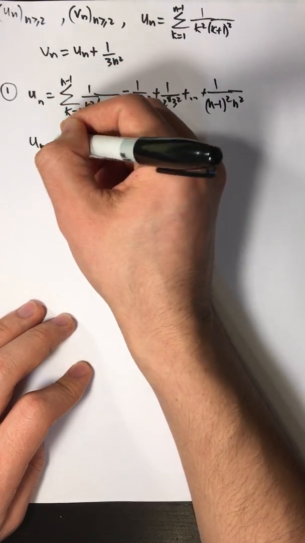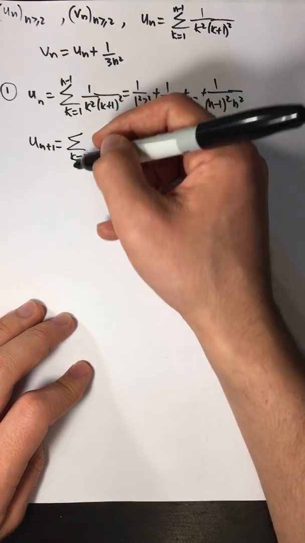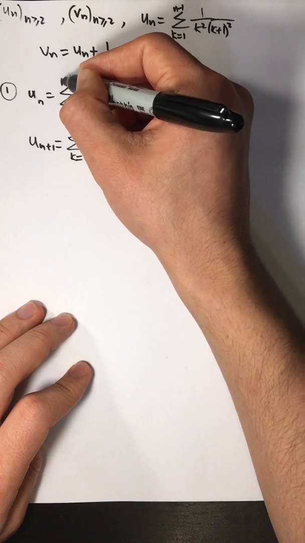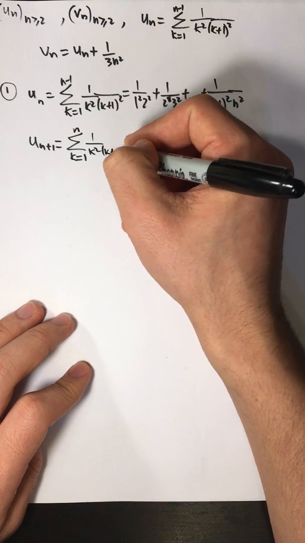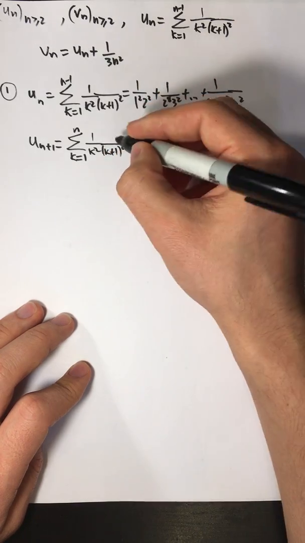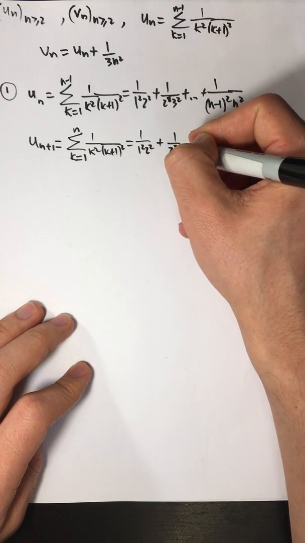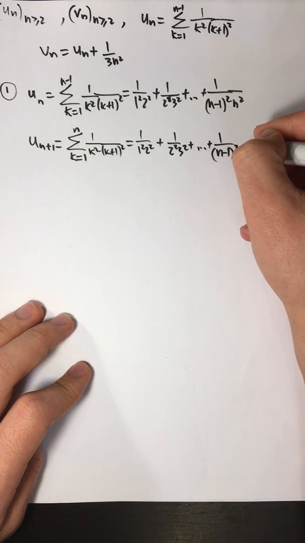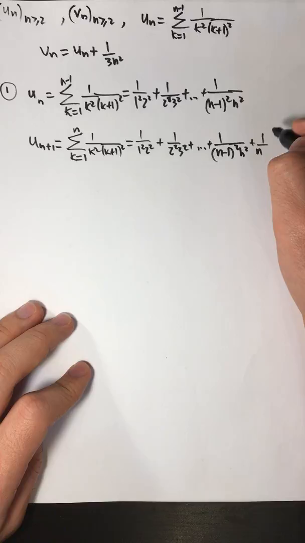And Un plus 1 is equal to sigma, k goes 1 to, look, because it's n plus 1, you insert n plus 1 here, and n plus 1 minus 1 will be n. Next, k square, k plus 1 square, equals, so 1 to n, so 1 over 1 square, 2 square plus 1 over 2 square, 3 square plus etc. plus you have this fraction as well, n square, and you have one more. What is it? It's 1 over n square and n plus 1 square.